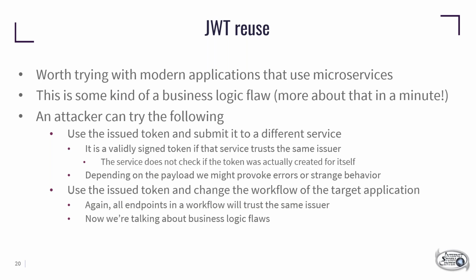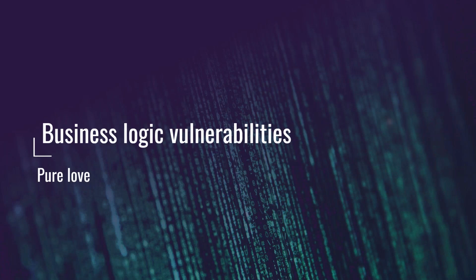What we can also do is, for example, use a token that we have been issued with, and then change the workflow of the target application. If there are a couple of services that should be called in order, we might try to change that order, but with a valid token, to see how the application will behave. And this is actually a business logic flaw, something that we will move on to as the next section of my presentation today.